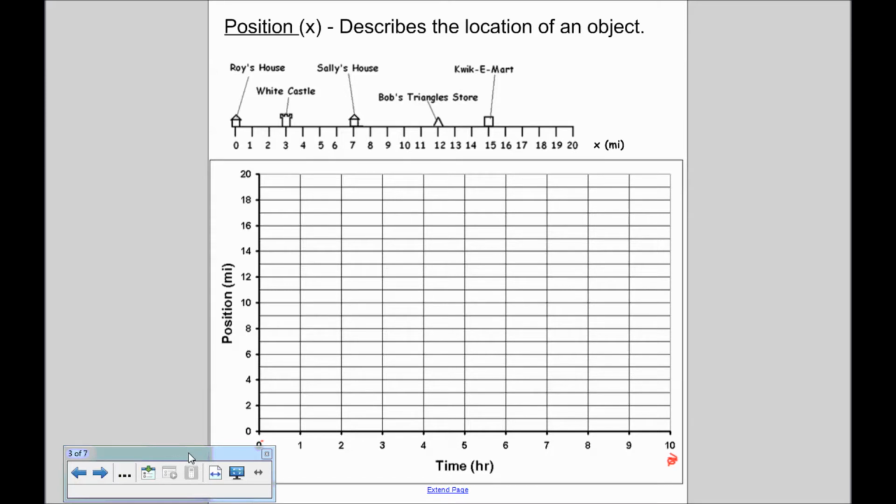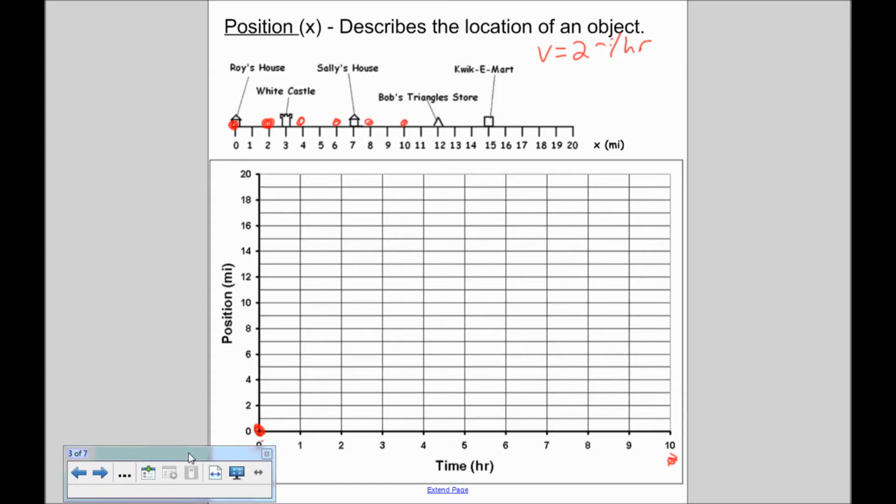Let's suppose on day 1, Roy leaves his house, and he walks at a velocity of, let's say, 2 miles per hour. He's just out for a stroll. So what that means is every hour he's going to go 2 miles, right? He's going to start here at time 0. His position is going to be 0. After 1 hour, he'll have gone 2 miles. After 2 hours, he'll have gone 4, 6, 8, 10, etc.